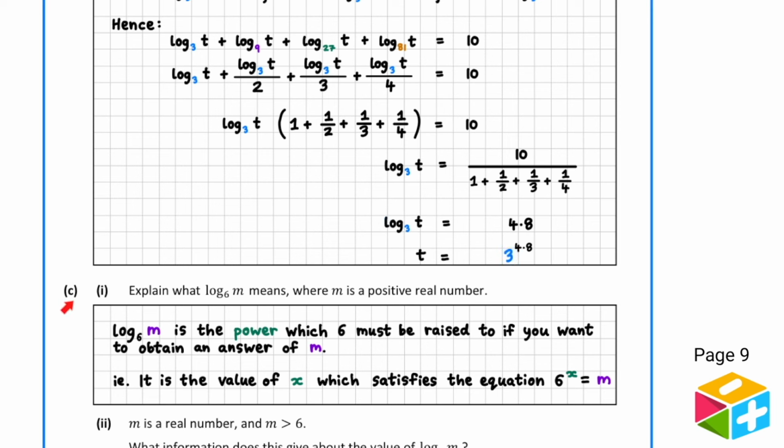To answer C part I, we must explain what log base 6 of m means. Well, log base 6 of m is the power which 6 must be raised to if you want to obtain an answer of m. Another way to think of this is that it's the value of x which satisfies the equation 6 to the x is equal to m. In other words, it's the mystery number which must be put in the power of the 6 to get out an answer of m.